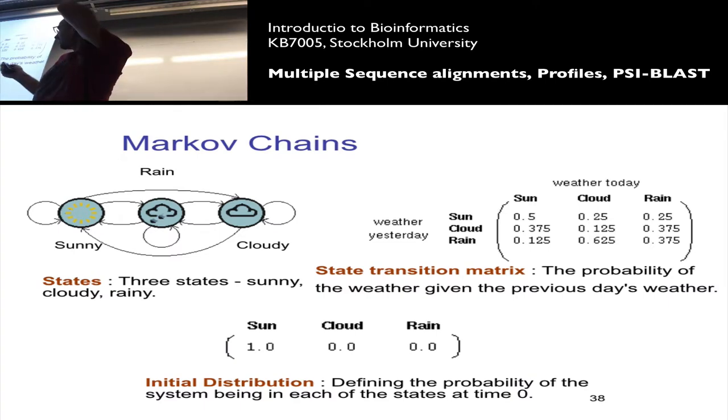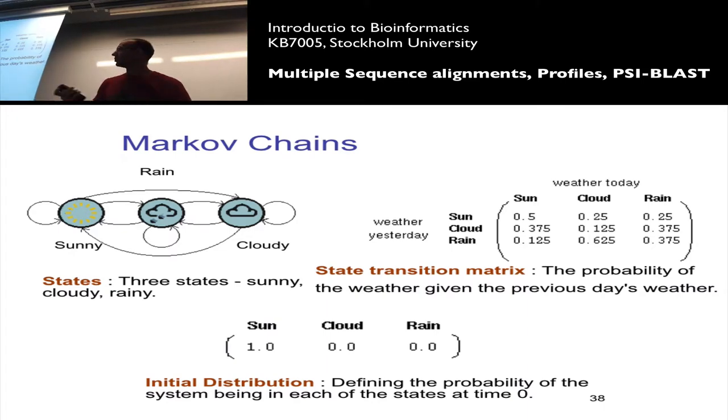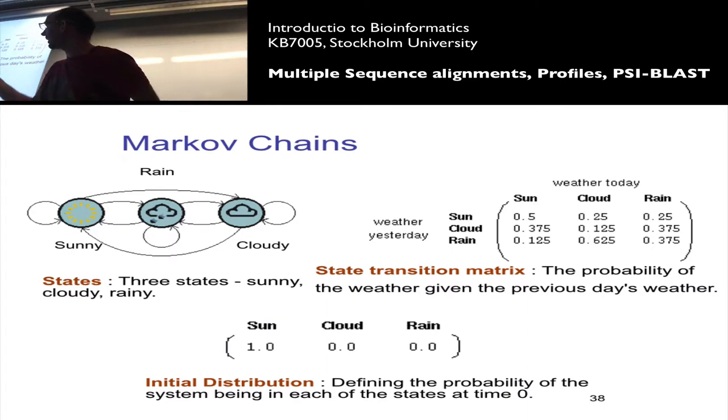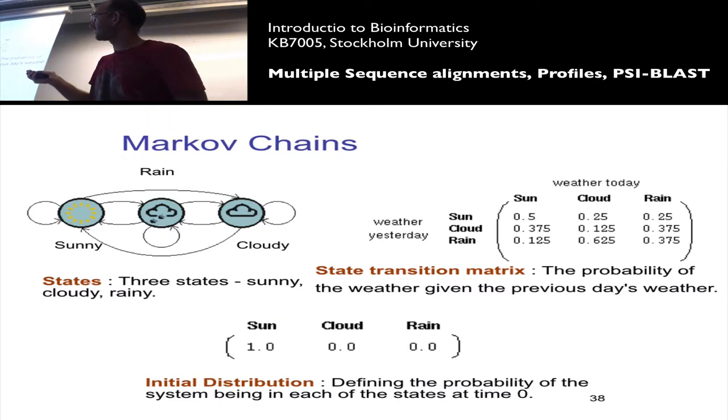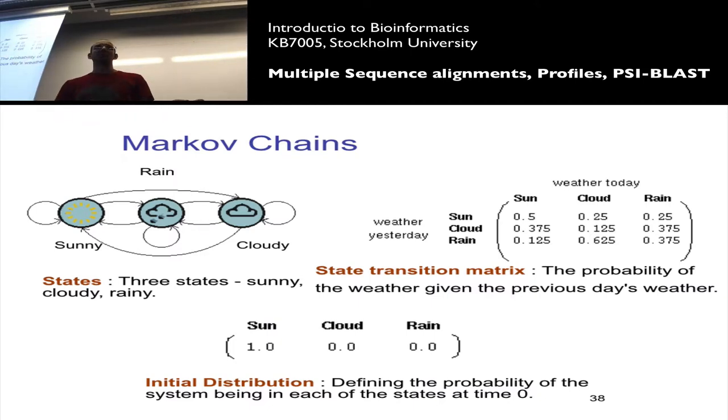If it's sunny in this place, there's a 50% chance to be sunny tomorrow. So if you are in sunny, you have a 50% chance to go to sunny again, 25% chance to go to rain, and 25% to go to cloudy. If it's cloudy, you have a 37% chance to go to sunny, and 37% chance to go to rain. So it's unlikely to be cloudy two days in a row. It goes one way or another. If you have an observation of a long chain of events, you can calculate these probabilities.